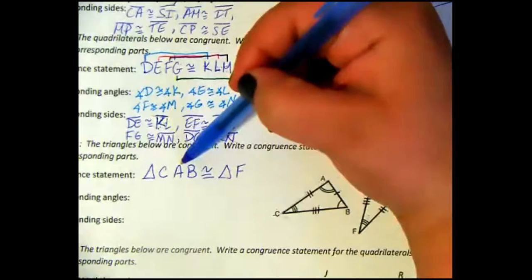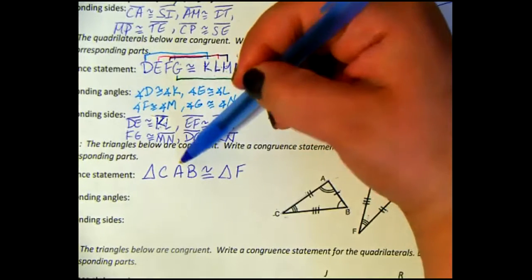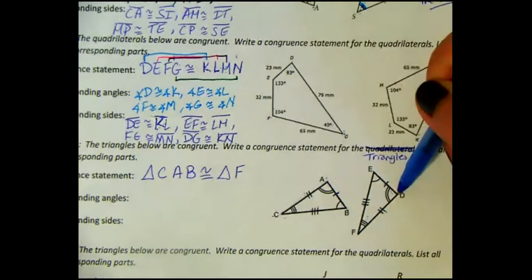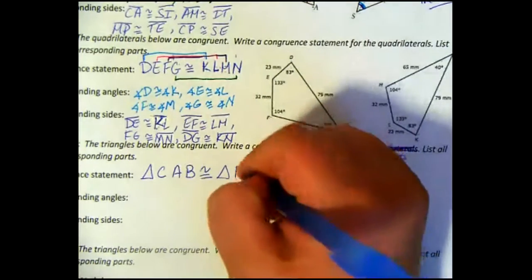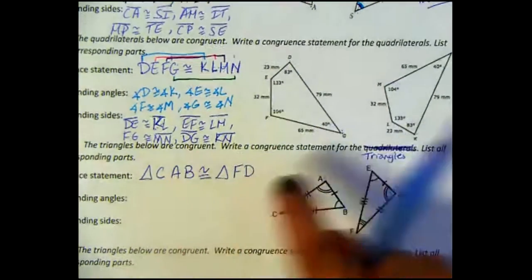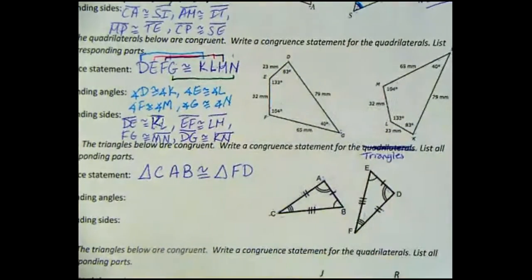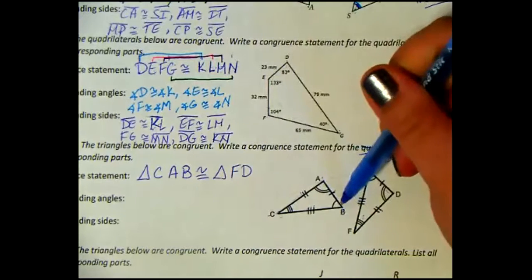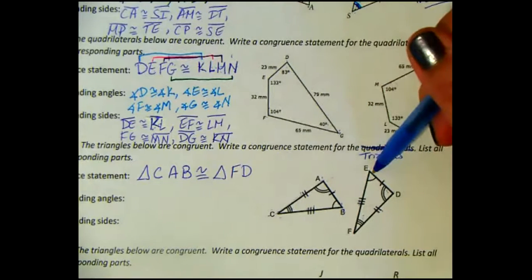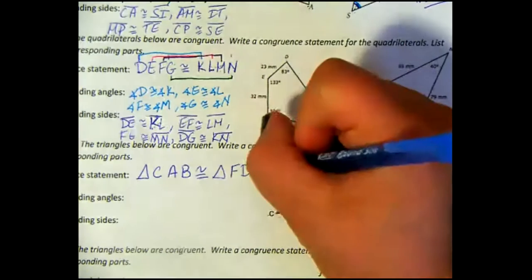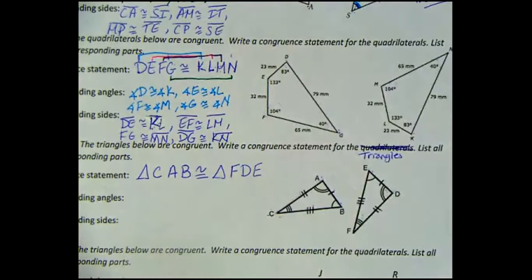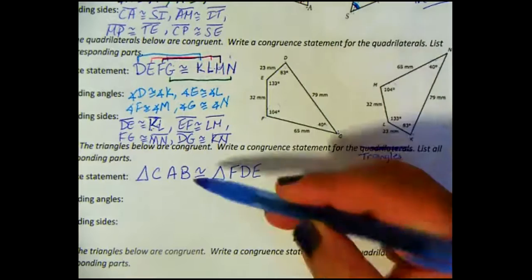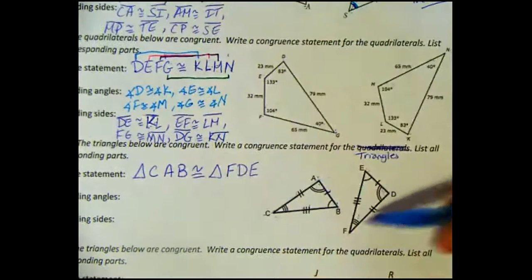Okay, A is second here. What's the corresponding angle to A here? Okay, that would be D. So that means we're going to go D here, so that A and D, the corresponding angles, match in place. Lastly, for B, here's B, the corresponding congruent angle to B in this triangle is E. So that means E is going to be last here. So triangle CAB is congruent to triangle FDE.